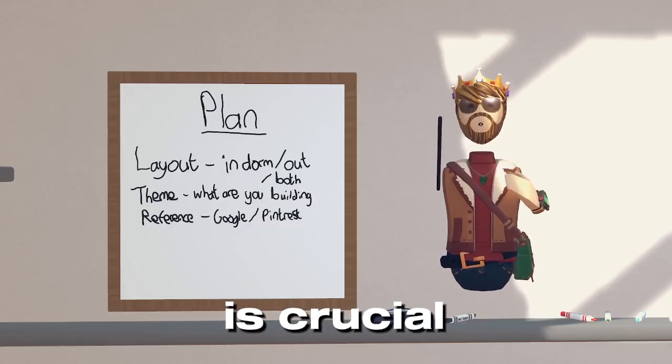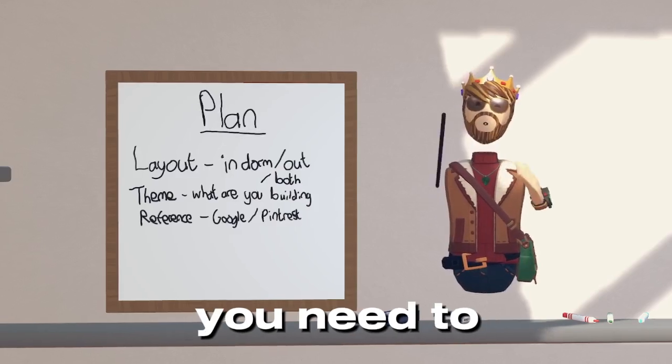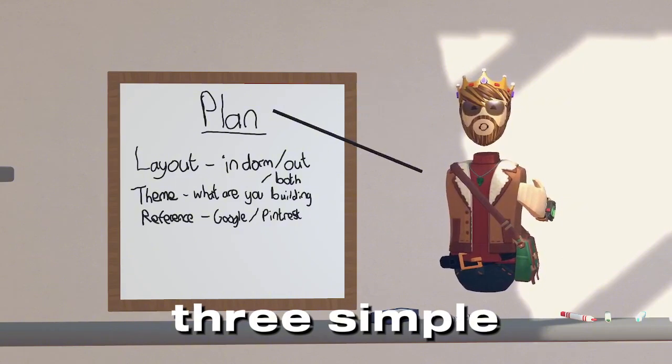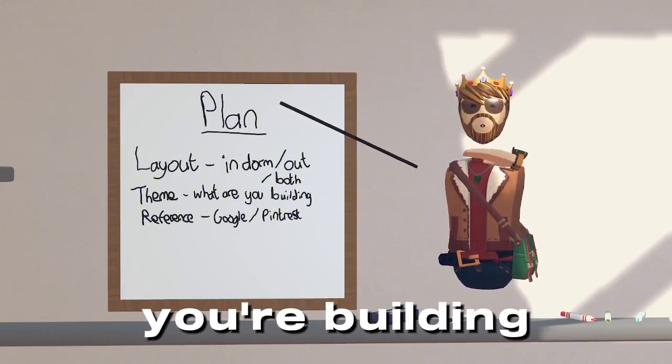Planning. Now, planning is crucial to building absolutely anything. You need to know exactly what you're building and roughly what it's going to look like in the end product. So I've set up 3 simple go-to tips that you can follow whenever you're building absolutely anything.